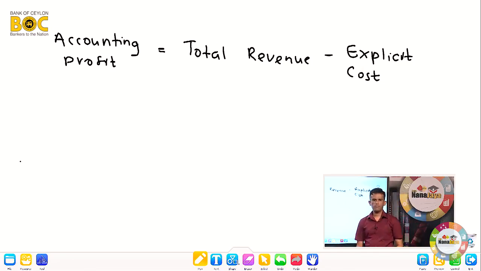What do we mean by the explicit cost? The explicit cost is also identified as the direct cost. The money paid to outsiders to acquire resources from outside of the organization in order to produce the product being considered is what we identify as the direct cost, or in other words, the explicit cost.